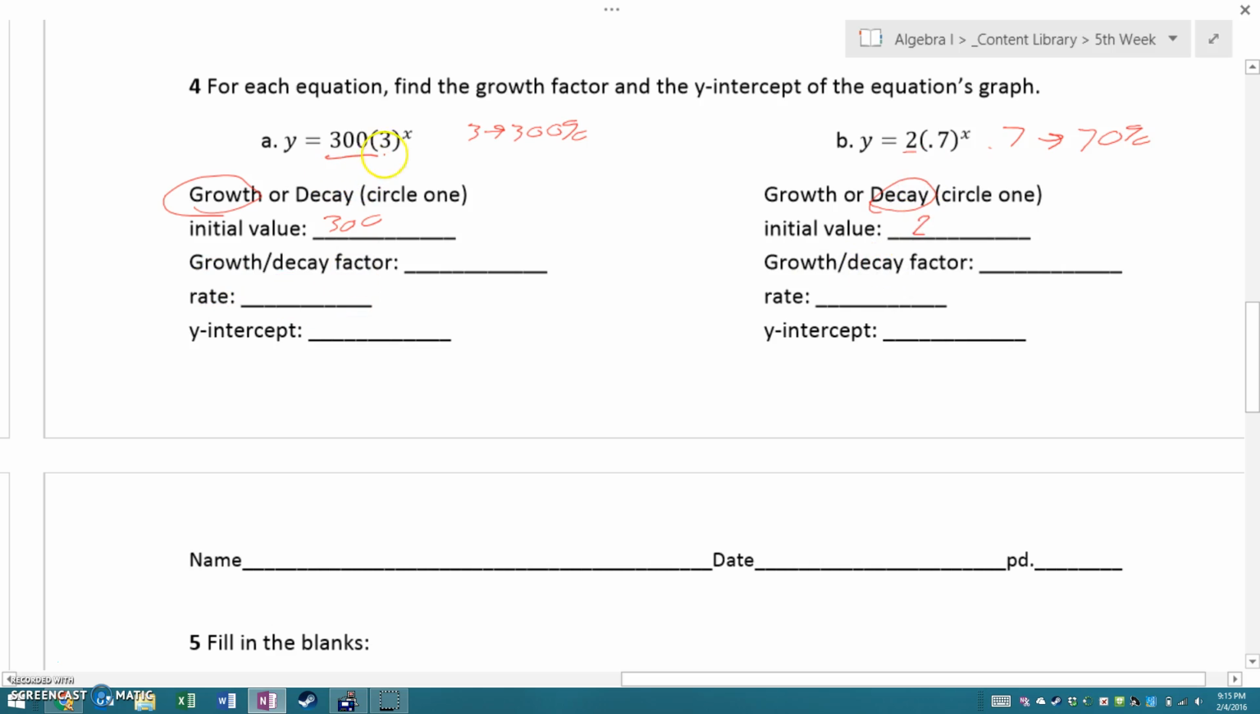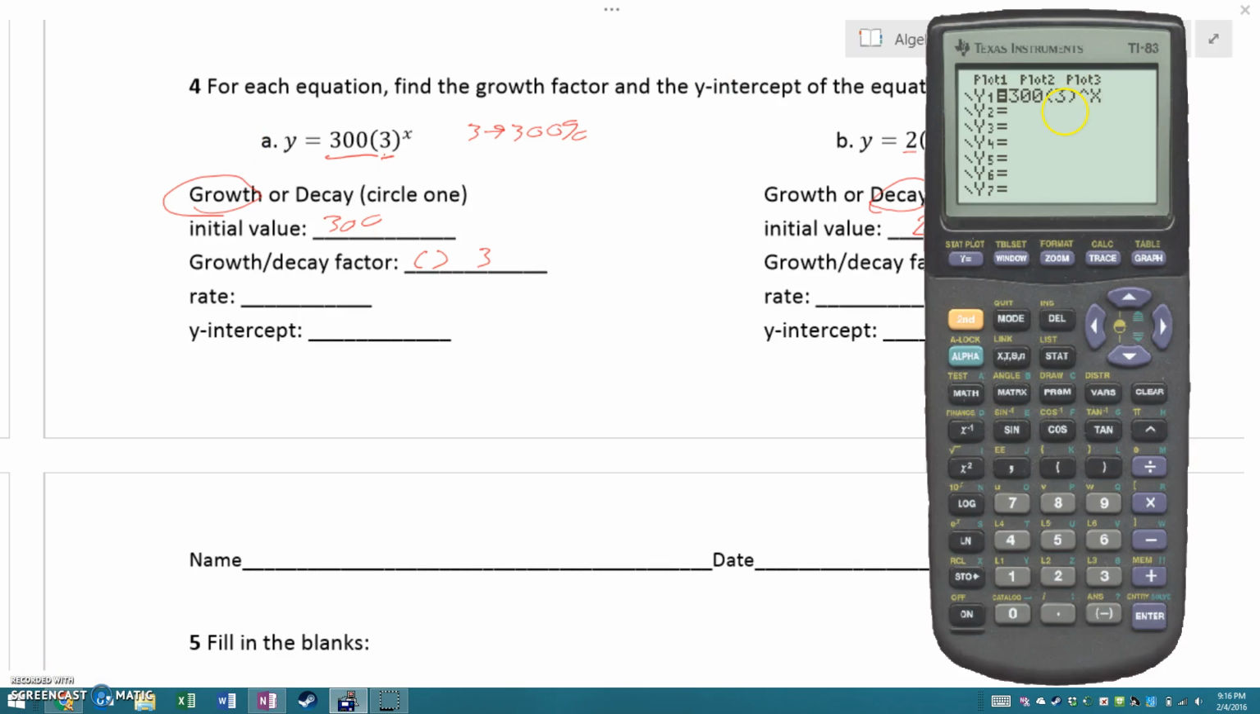The growth factor is the number in parentheses, so I'm going to put parentheses here, and I'm going to put 3. Again, it's the number in parentheses here, so that'd be 0.7. The rate, well, I'm going to do the y-intercept real quick because that's easier. Really, you're just going to be using your calculator for that. So I'm going to pull up the calculator and put this first one in.